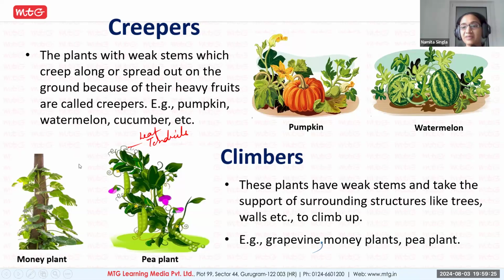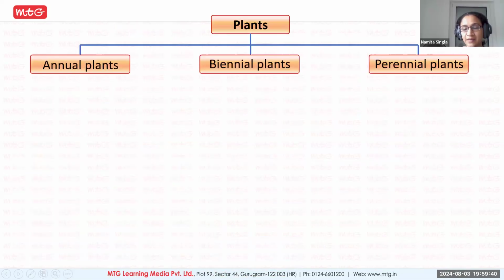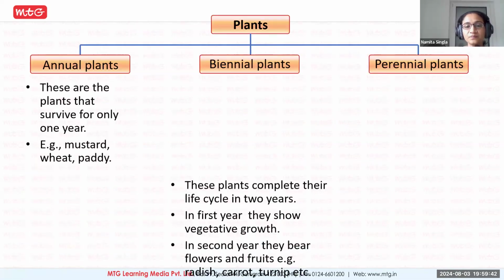So this year we have deleted this part from the syllabus. You don't need to go through the modifications part. Simply for your knowledge, I have told you that in grapevine it is stem tendrils, in pea it is leaf tendrils, and in money plant it is the climbing roots with which these plants climb up a support.